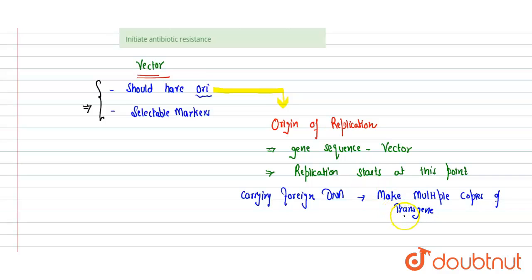Because if it were a single copy, then there is very little probability to enter. If there are multiple copies of transgene along with the plasmid, then the probability is very high for the plasmid along with transgene to enter the host cell. That's why the ORI, or origin of replication, is a must in a vector.